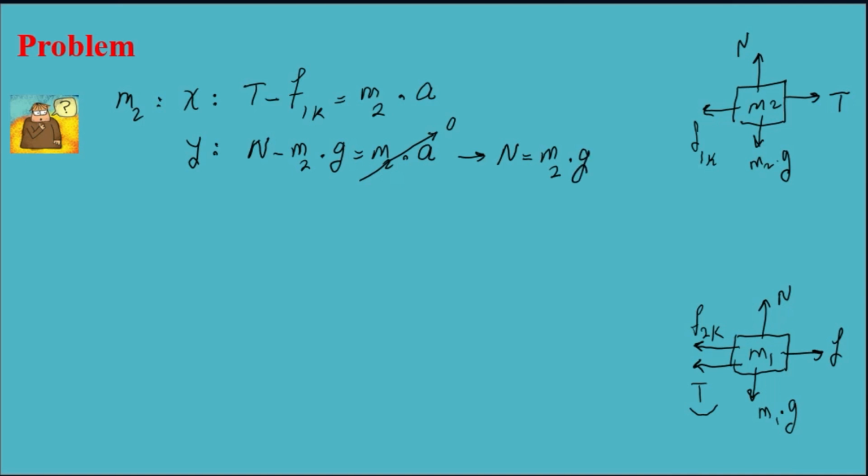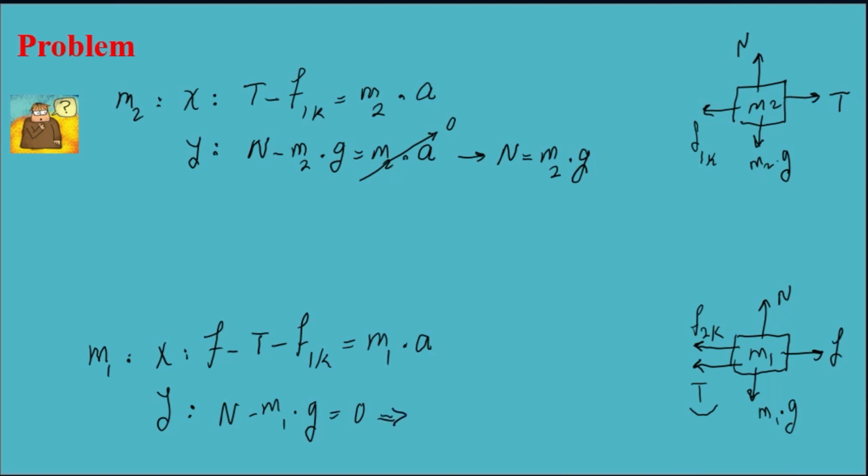Now let me write down the second Newton's law for M1 in X direction. It's going to be F minus T minus F1K equal to M1 times acceleration, right? And in the y-axis it is going to be N minus M1 times G equal to 0 for the same reason I explained above, right? So then my N is going to be equal to M1 times G. Let me call it N1. And also here is going to be N2, right?